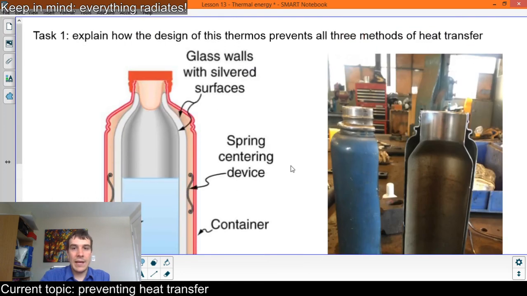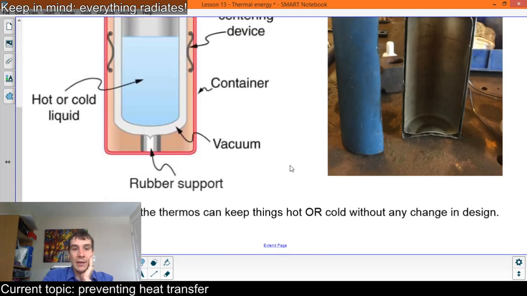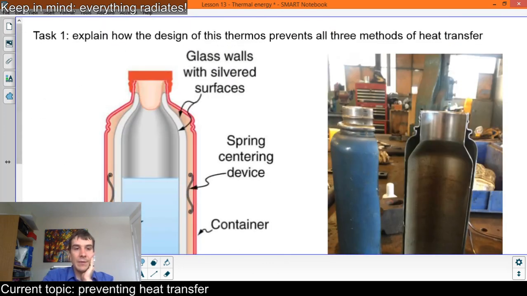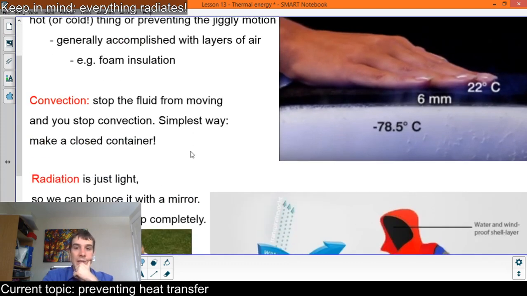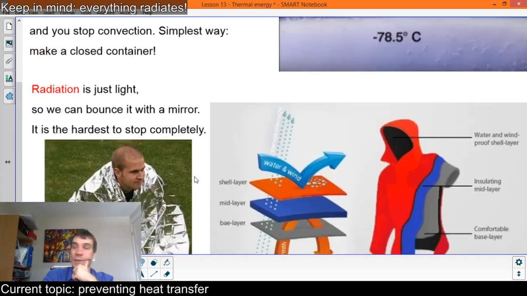So here's a task for you guys. It'll be to explain how the design of this thermos prevents all three methods of heat transfer. I'm going to do this in the actual class. I've got a thermos that I'm going to show off for you guys, and you'll have to explain to me how each of these three methods of heat transfer gets stopped by that thermos design.